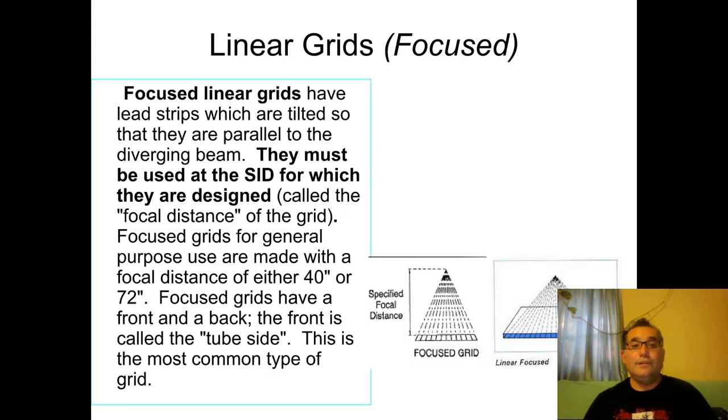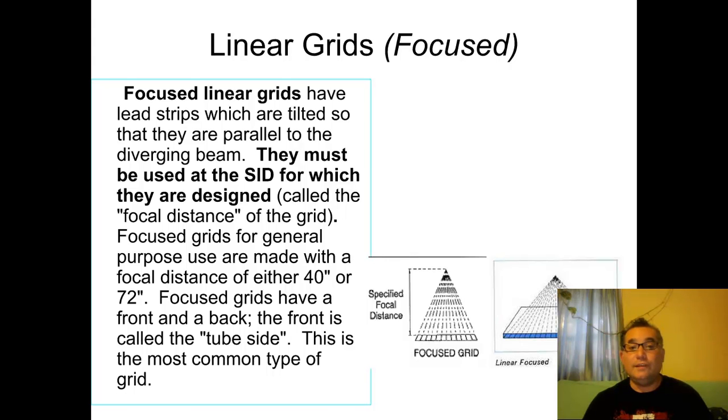But a focused linear grid will have lead strips that are tilted, okay, versus parallel. They're tilted so that they are parallel to the diverging beam. If you take a look at this image over here, you can see that our beam is diverging, and if we look at these little lead lines down here, these boxes at the bottom, are they parallel? No, they are focused and in line with the beam as it comes down. So the idea is that when using a focused grid, it's important to be within the directed focal distance.